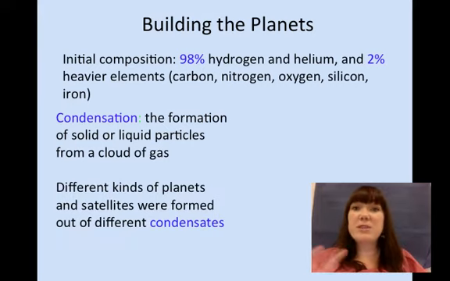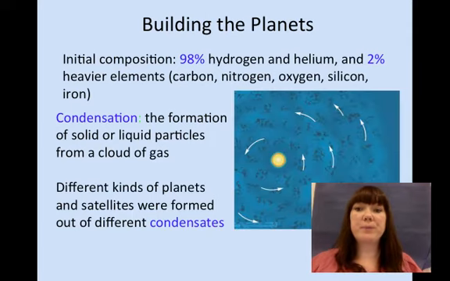And because different materials are condensing, that starts to form some different objects. And here in this picture you can see we have that counterclockwise rotation, that motion, and all of these little splotchy things represent condensation beginning to happen.